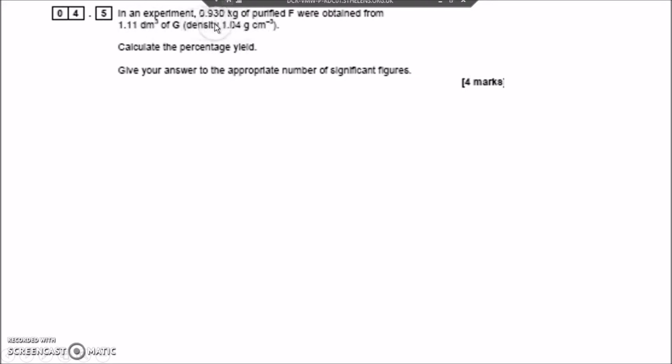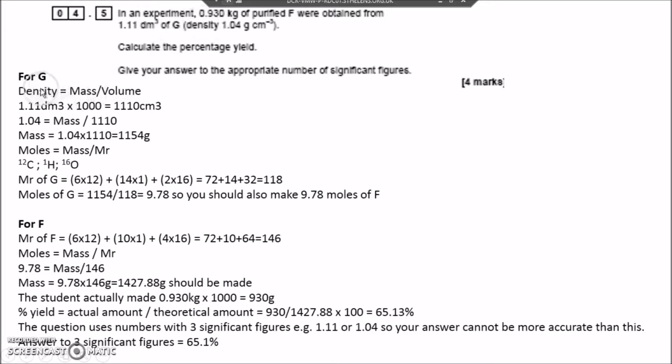But one clue we've got is that density equals mass divided by volume. So density is mass divided by volume. The mass is in grams and the volume is in centimeter cubed. I've been given a volume, it's in decimeter cubed, but I can convert that into centimeter cubed, and if density equals mass over volume, I can work out the mass of G that I've got. That's obviously the way that it's leading me. So let's have a look at that first of all.